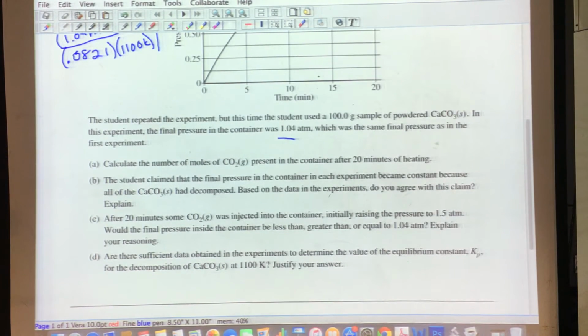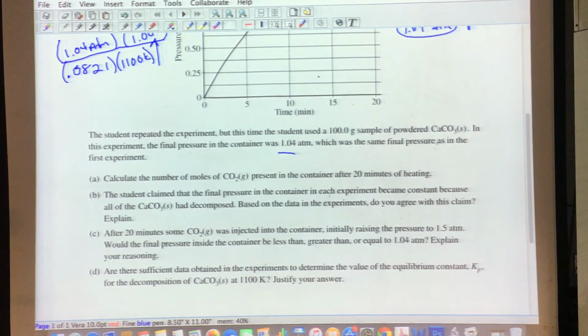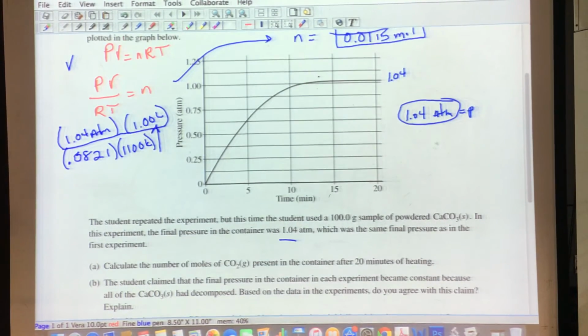Part B. There are 4 questions, 4 points. The student claimed that the final pressure in the container in each experiment became constant because all of the calcium carbonate had decomposed. Based on the data in the experiments, do you agree with this claim? Part B is asking you to evaluate the scenario. Both tests, one with a little bit of calcium carbonate and one with a lot, had the same pressure after 20 minutes. The student claimed that the final pressure became constant because all of the calcium carbonate decomposed. Do you agree with that?